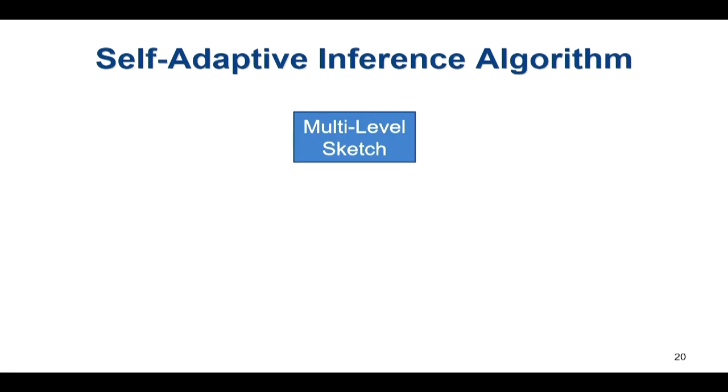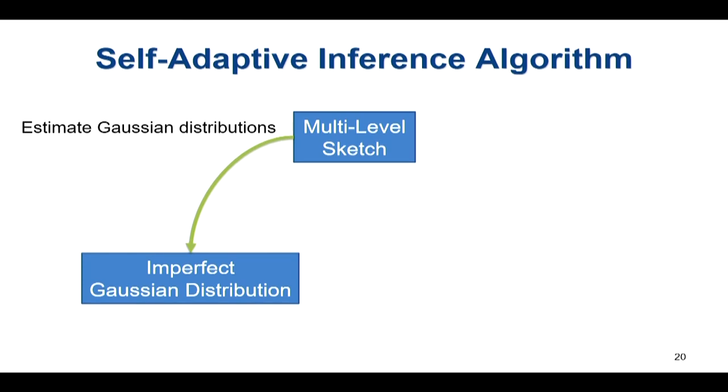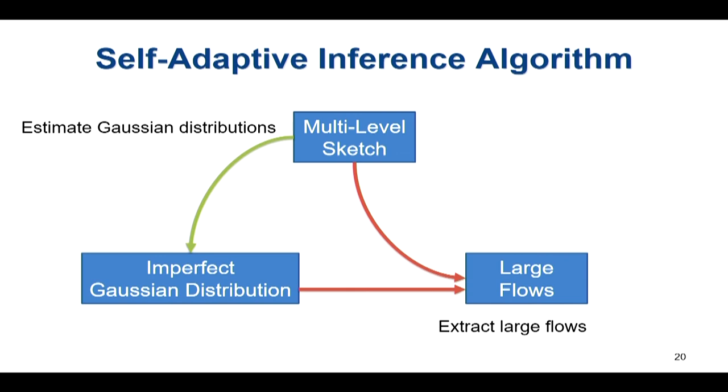This algorithm takes the multi-level sketch as input. It first computes some imperfect Gaussian distributions based on the sketch counters. Here we say the distributions are imperfect because there are some large flows in the multi-level sketch. So the conditions for these Gaussian distributions are not satisfied yet. However, we still try to extract some large flows from the multi-level sketch based on these imperfect distributions.